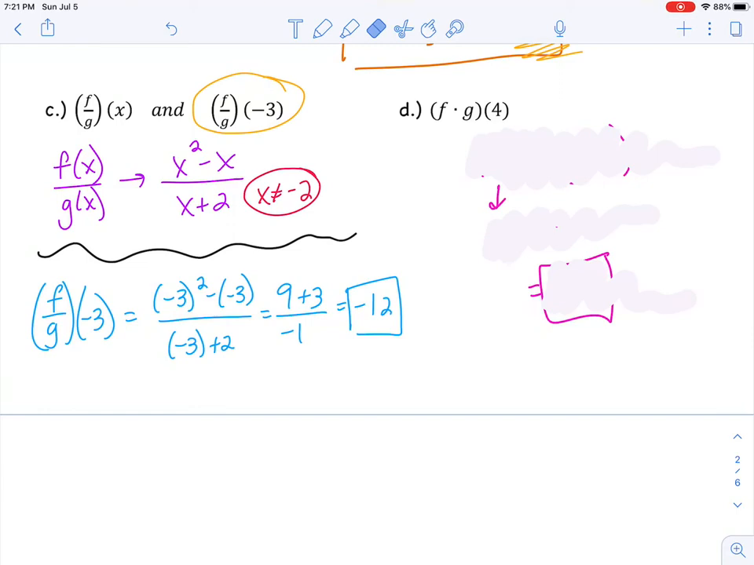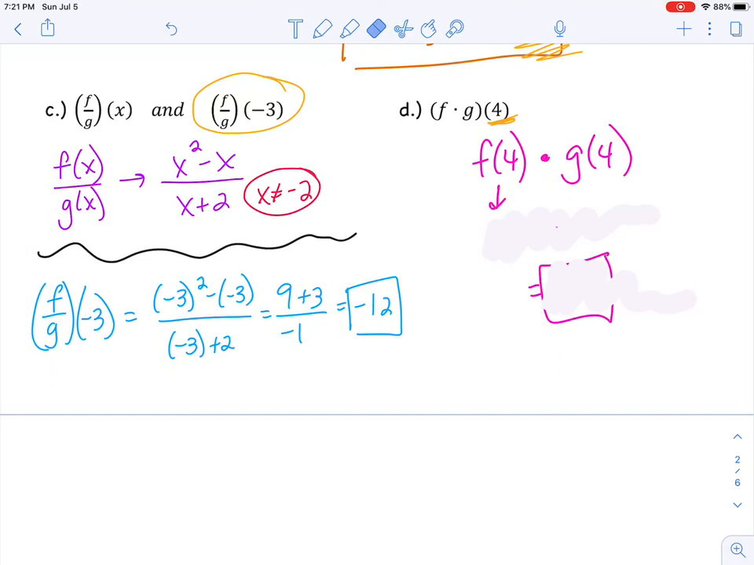All right, look at D, multiplication. F times g of 4. So I know that my answer is going to be just a constant, just a number. I'm going to take f, I'm going to multiply it by g, and I'm going to plug in a 4. Or you could do f of 4, do g of 4, and then multiply them together. You should get the same final answer either way. Try it both ways just to double check.